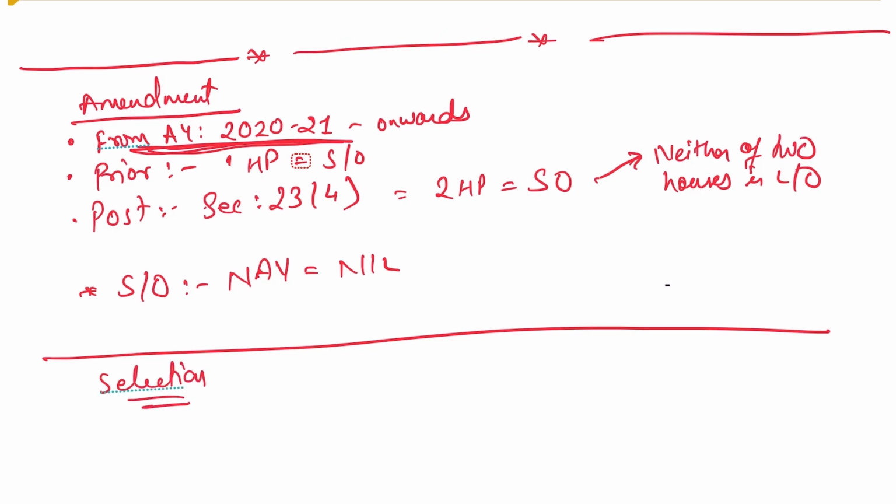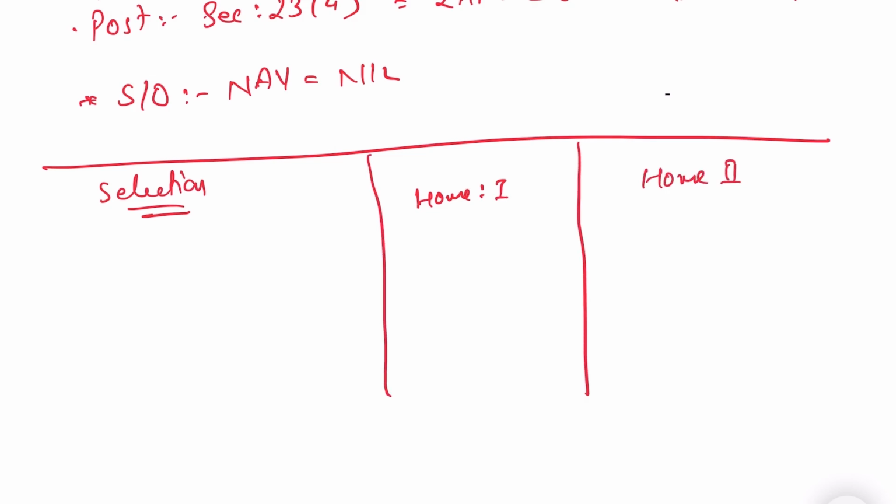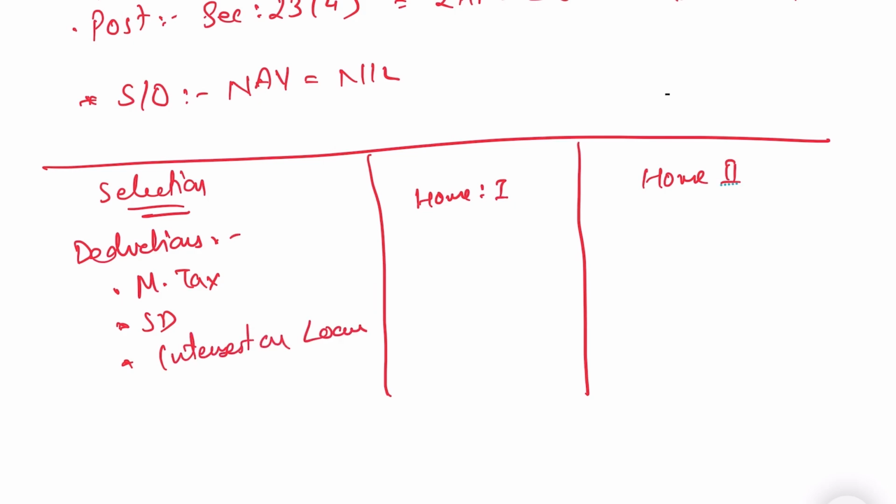So in our current case, we have only two houses. The same will be applied if we have more than two houses. Okay, we have house 1 and house 2. Agree? So we have to calculate the deduction. When we check municipal tax, we have a standard deduction which is equal in all the cases, and then interest on loan or borrowed capital.